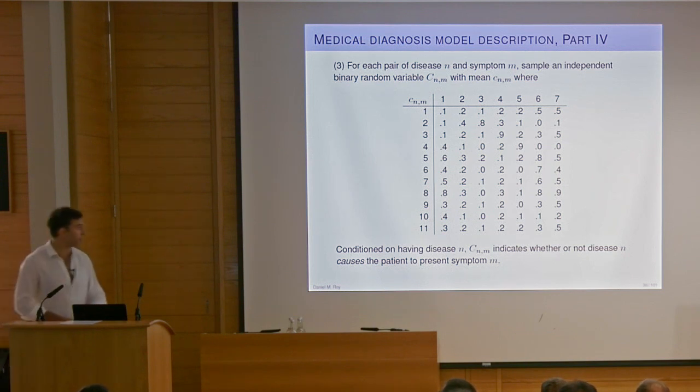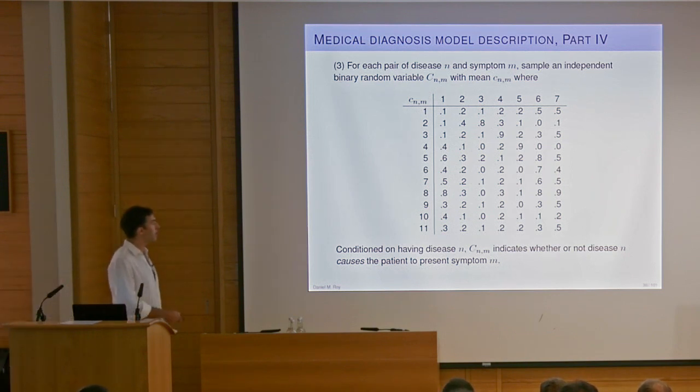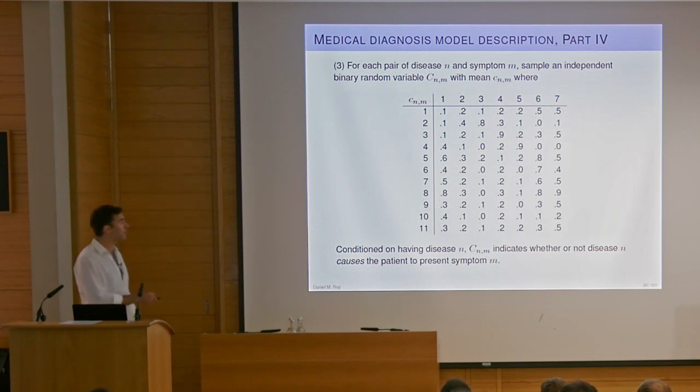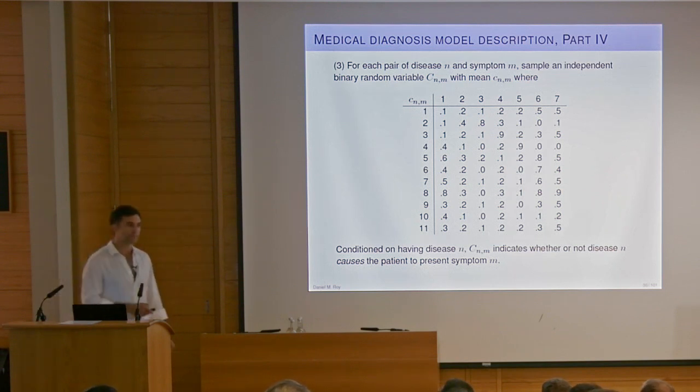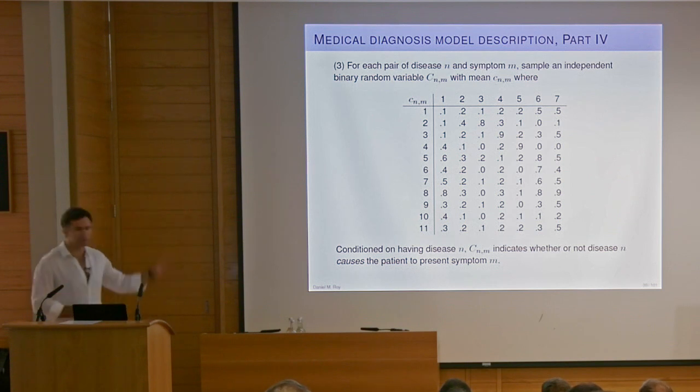Then I'm going to introduce this array of random variables, CNM. N is indexing diseases, M indexing symptoms. And for this one patient that I'm talking about here, I'm going to flip a coin for every single entry. You have to be willing to be wasteful in modeling.